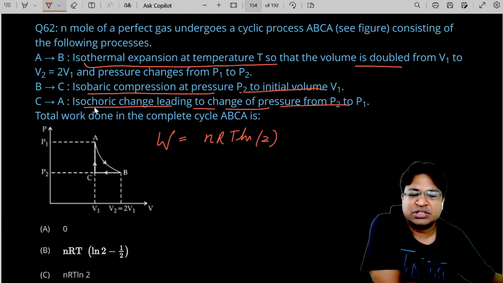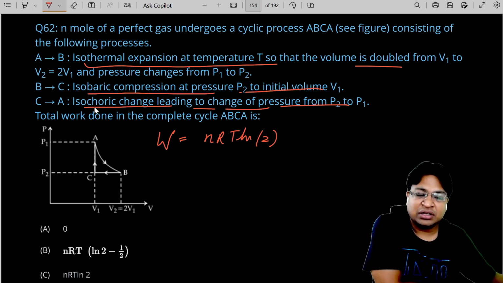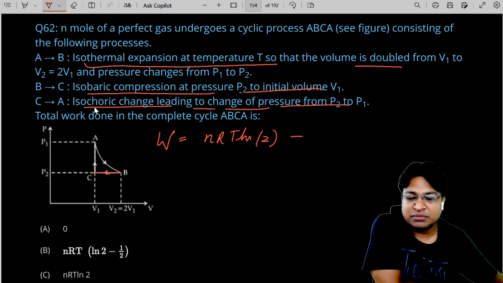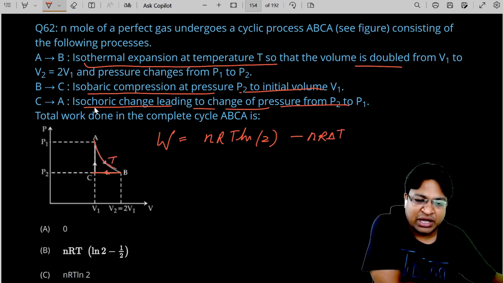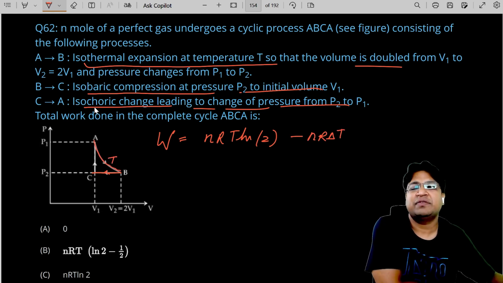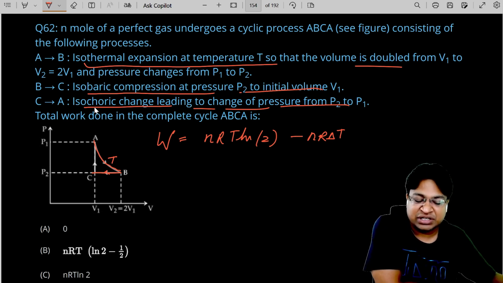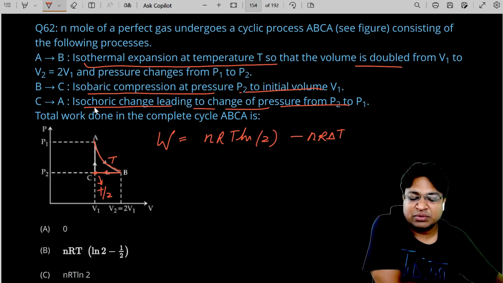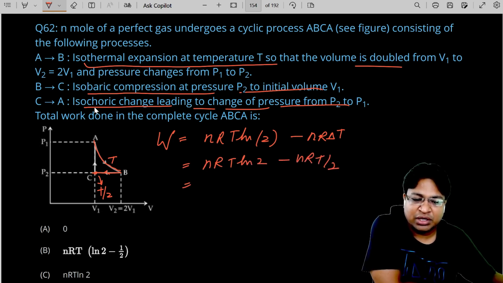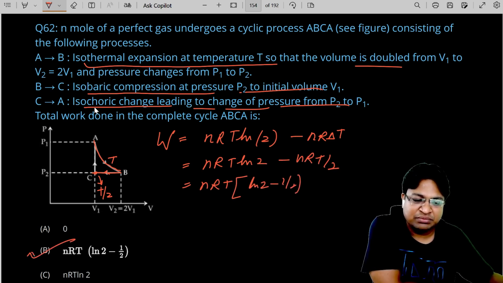Then this is the isobaric process, and compression is taking place, so the work done would be negative: minus nR delta T. How much will delta T be if the temperature here is T? We are reducing the volume to half, keeping the pressure the same, so the temperature will also become half. The temperature at C would be T by 2, so the change in temperature would be T by 2. I've already used the minus sign here, so it becomes nR times T by 2. From here, you can take nRT as the common quantity, and ln2 minus half would be the answer. So option B is the correct one here.